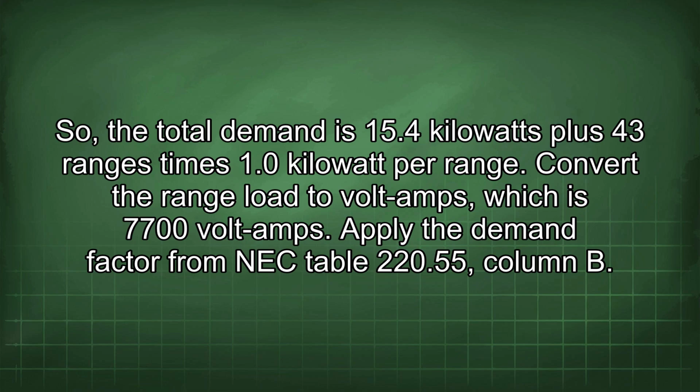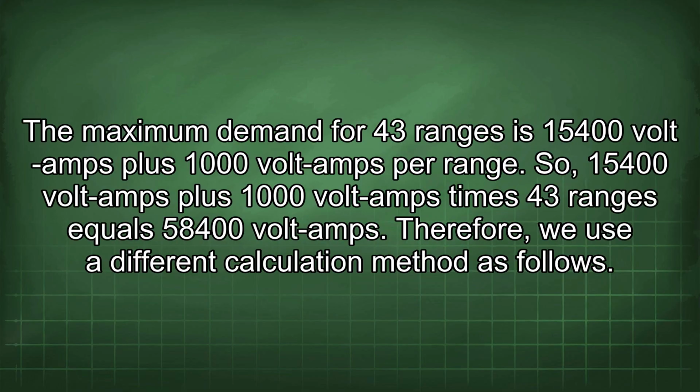Convert the range load to volt amps, which is 7,700 volt amps. Apply the demand factor from NEC Table 220.55, column B. The maximum demand for 43 ranges is 15,400 volt amps plus 1,000 volt amps per range. So, 15,400 volt amps plus 1,000 volt amps times 43 ranges equals 58,400 volt amps. Therefore, we use a different calculation method as follows.